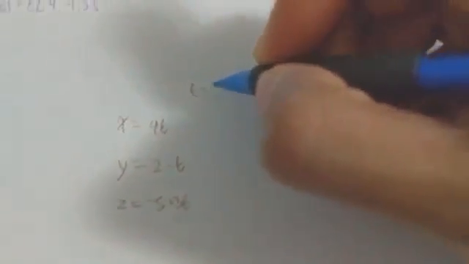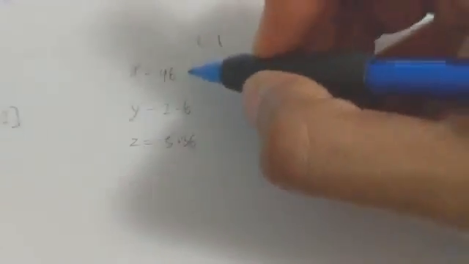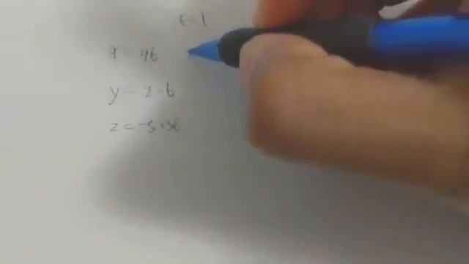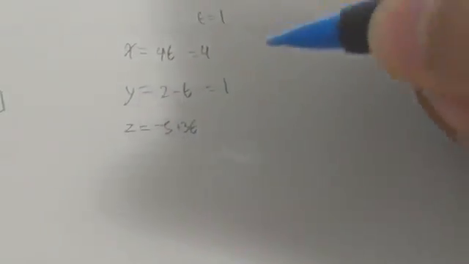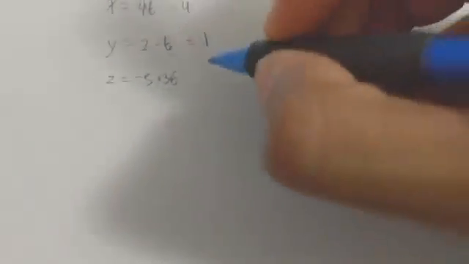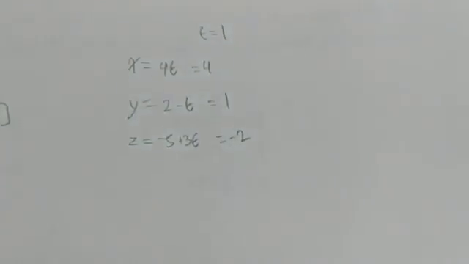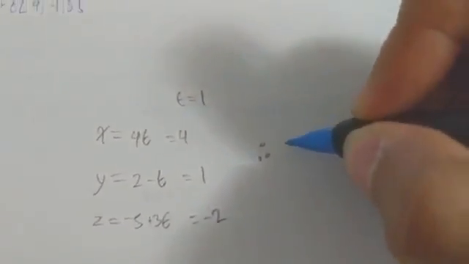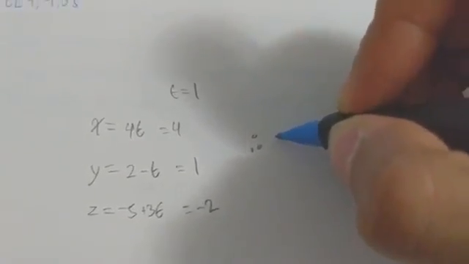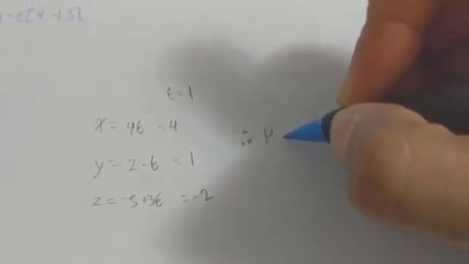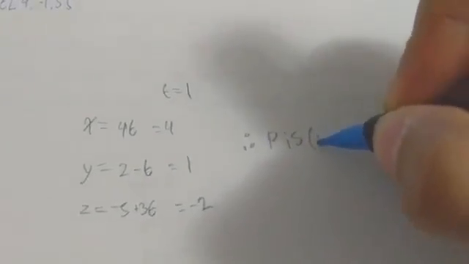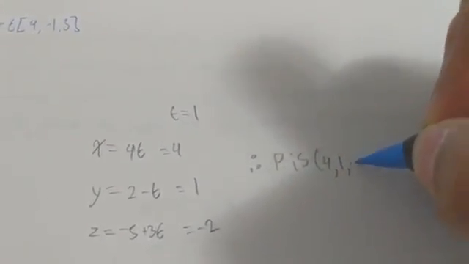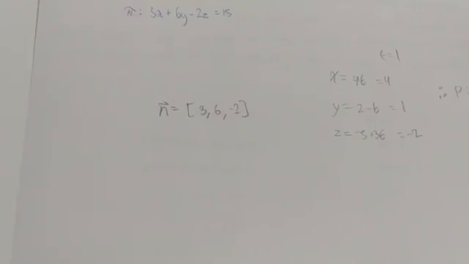So now I'll just let t equal to 1. So the value of x becomes 4. The value of y becomes 1. And the value of z becomes negative 2. So therefore, we'll say the value of P is 4, 1, and negative 2.